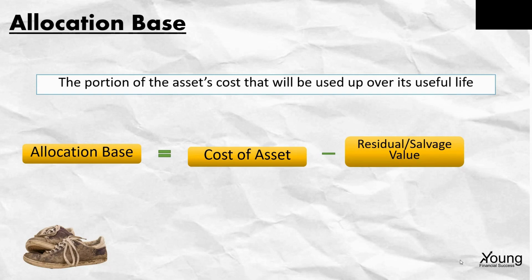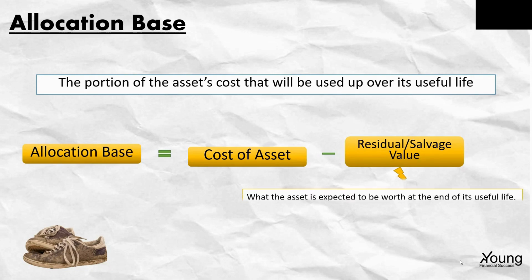So for that truck we saw in the first example, we said that we paid $58,000 for it. We expect it to still have value of $10,000 at the end. So the $48,000 would be our allocation base. That's how much we need to expense out over time. All right.